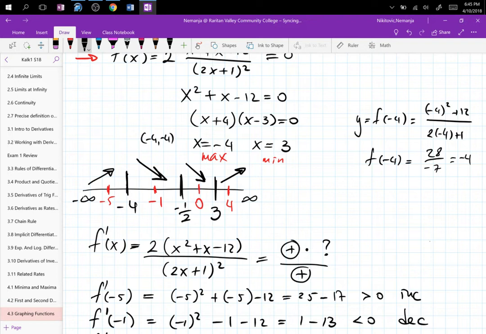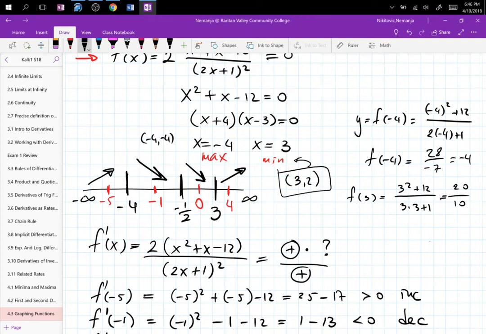The other one is clearly 3, but let's compute that. So f of 3 is 3 squared plus 12 divided by 3 times 3 plus 1. 9, that's 20, divided by, oh, that's 10, so it's 2. So we have 3, 2. 3, 2 for a minimum, and negative 4, negative 4 for a max.